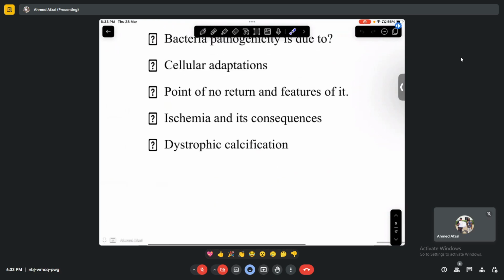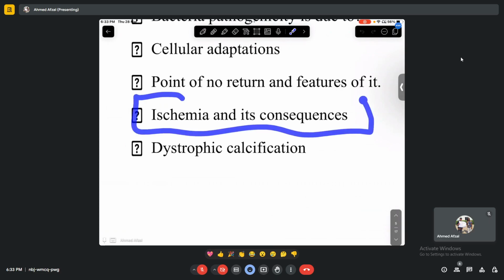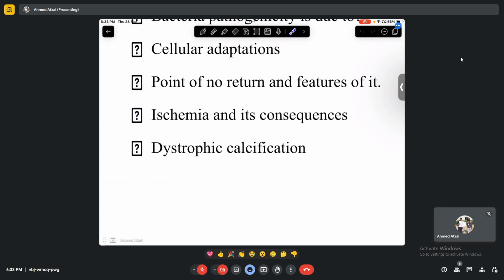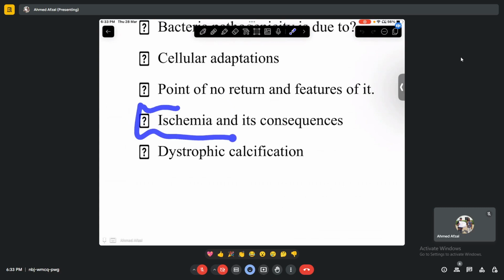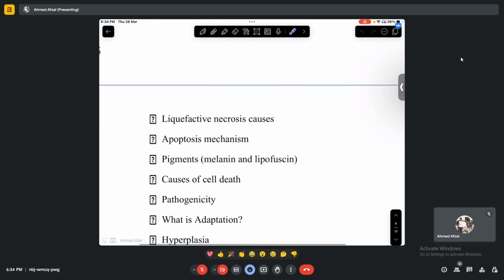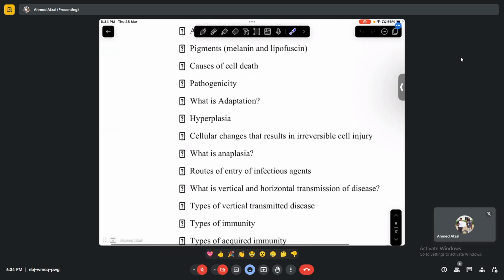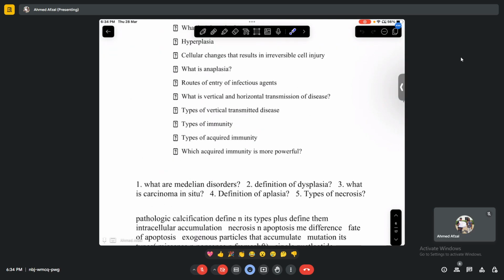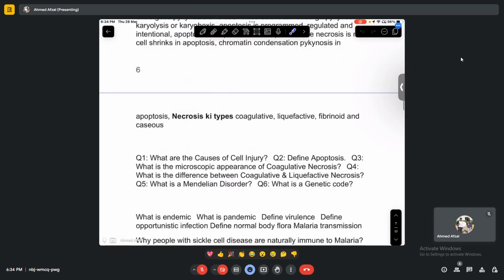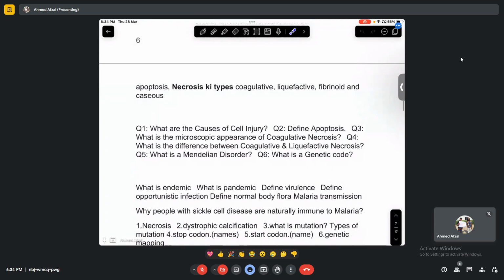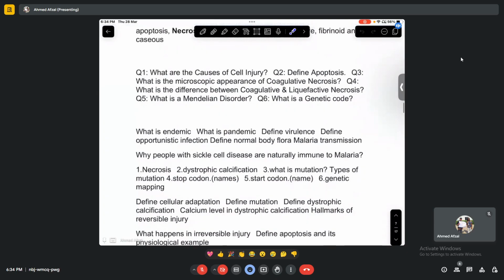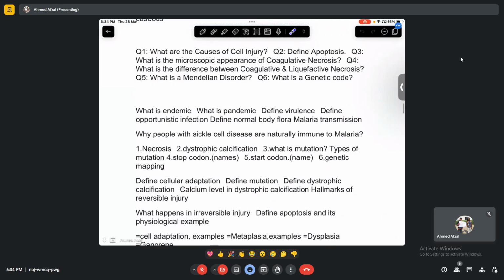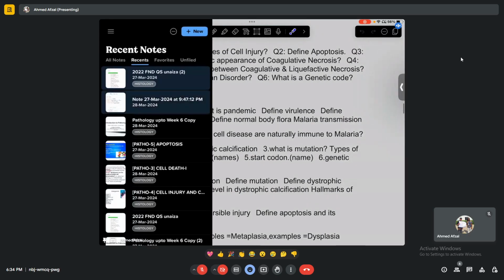Oh yeah, here's the question that I was talking about: ischemia and its consequences. Now I don't know what the Viva examiner would expect you to answer with, but if you would give it the whole hypoxia scheme, I'm sure that would be more than enough for that. So stuff like that, right? So again, this document is great. It covers well everything you would need to know. So yeah, we'll discuss it soon.